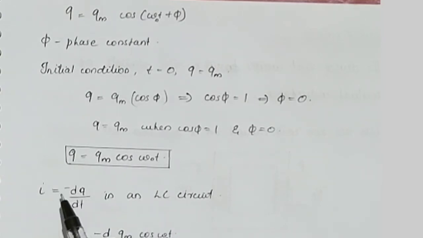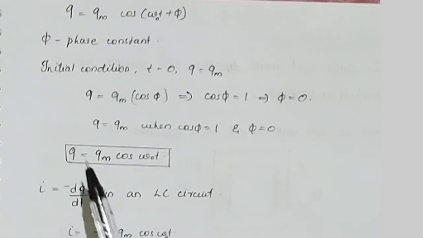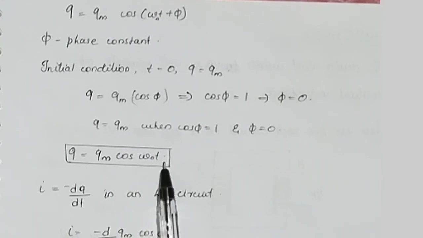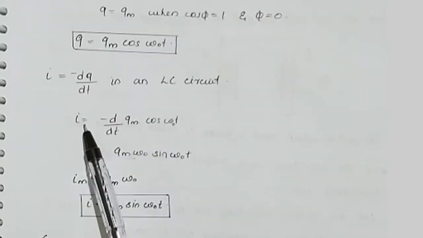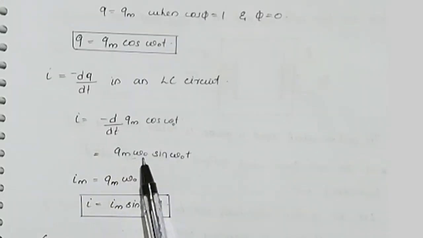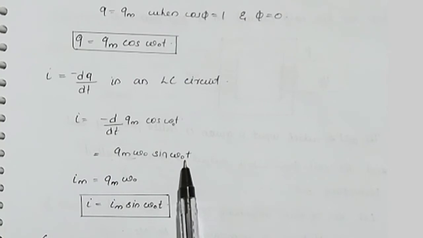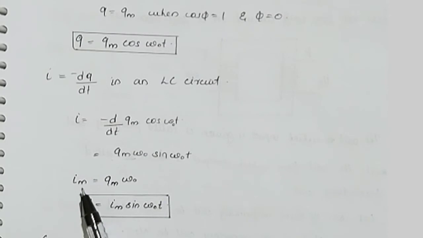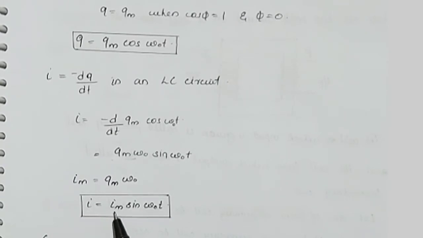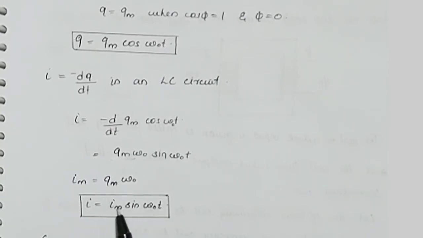Now, we know that current is minus dq/dt and q is qm cos ω₀t. By differentiating this charge, we can obtain current, and therefore I becomes qm ω₀ sin ω₀t, where qm ω₀ can be expressed as Im, the maximum value of current. Now current can be written as I = Im sin ω₀t, where Im is qm ω₀. So, this is the expression for current through an LC circuit.